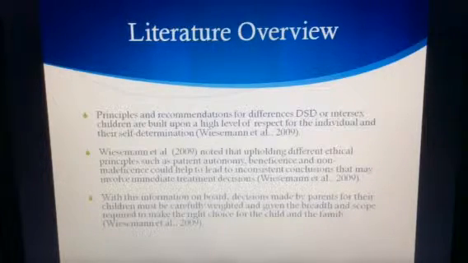With this information on board, decisions made by parents for their children must be carefully weighed and given the breadth and scope required to make the right choice for the child and their family. Literature from multiple authors focuses on the high level of respect required for the individual child and family. No 2 cases are the same, and no 2 cases should be treated the same.